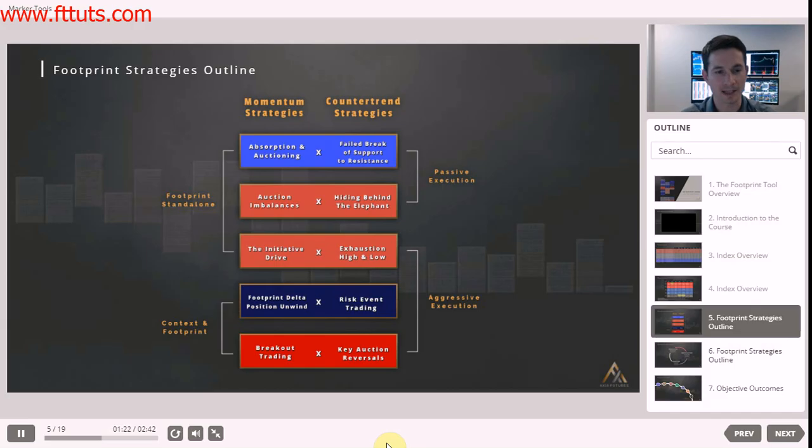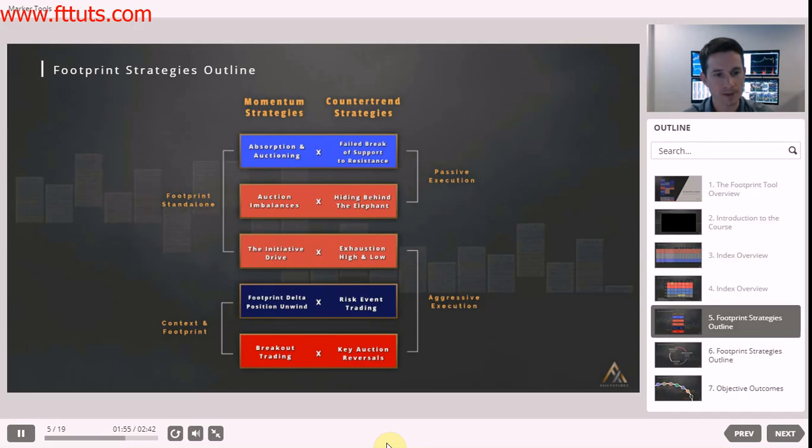Let's now briefly go through the trade strategy grid. It's broken up into 2 basic elements. First will be momentum strategies and then counter trend strategies. Now, within the momentum and counter trend strategies, you will note that some of them will require passive execution and some of them aggressive execution. This simply means passive is where you're waiting for the market to come to you and give you a certain price. Whereas aggressive, you have to go to the market and make the market.